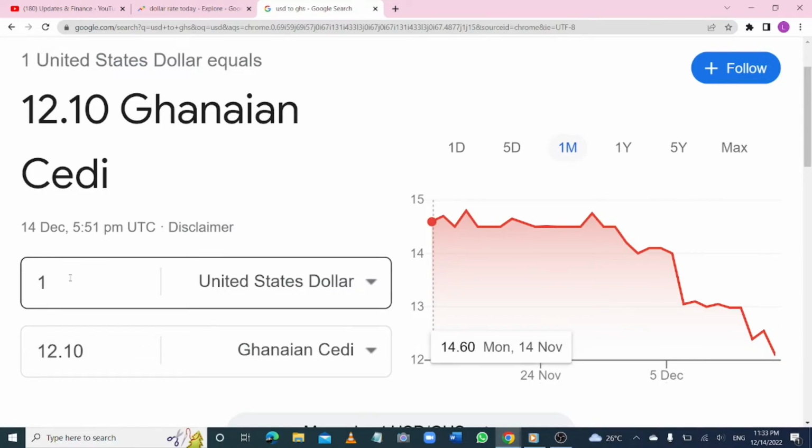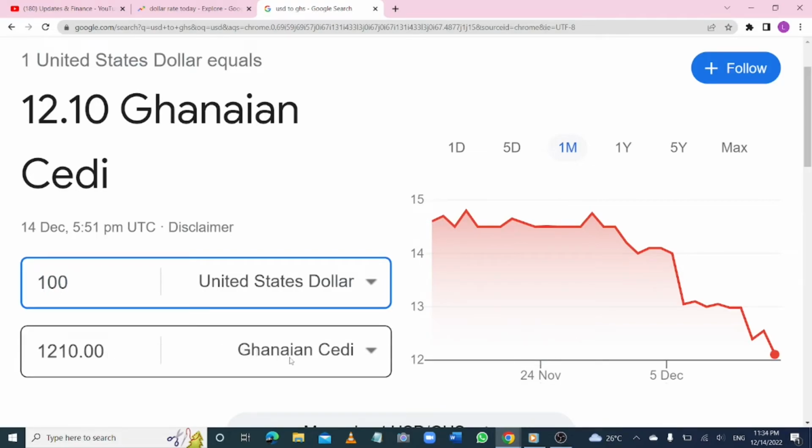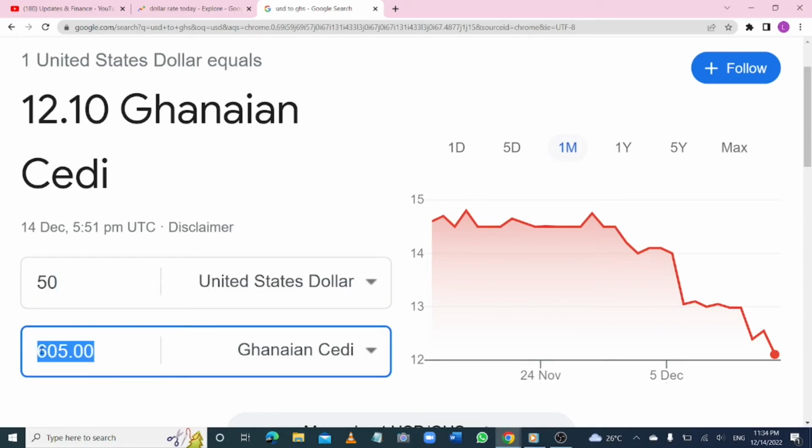If you want to know the dollar rate today, all you have to do is put in the amount of dollars that you want to know. Let's say $100. It will show you the equivalent in Ghana cedis. You see, $100 is currently 1,210 Ghana cedis. For $50, you can just put in $50 and it will show you the equivalent in Ghana cedis. So $50 is equivalent to 605 Ghana cedis.